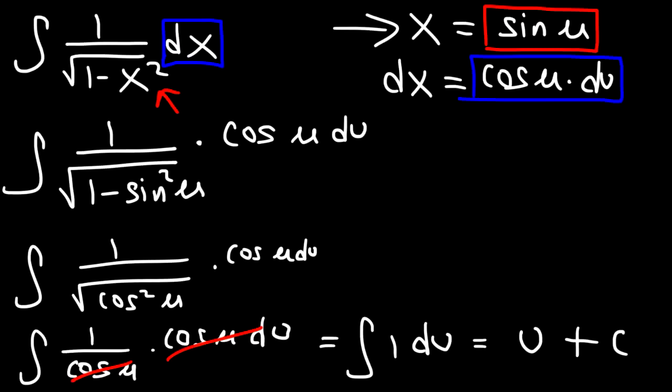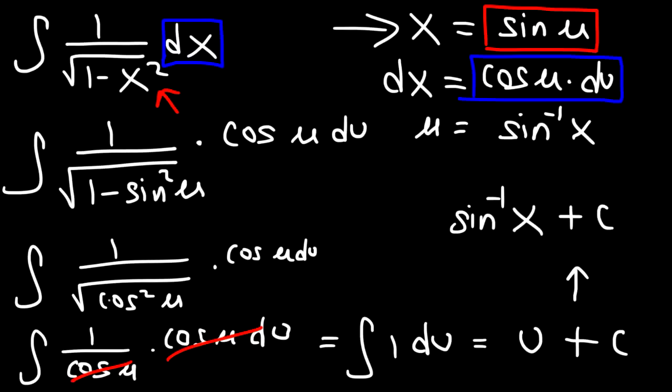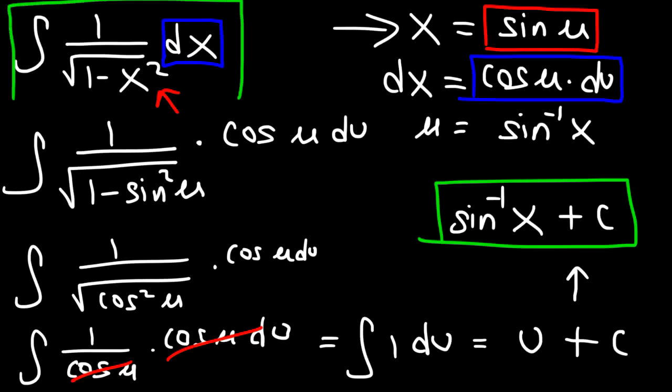Now, if x is equal to sine of u, then u has to be the arcsine of x. When you're dealing with inverse functions, you need to switch x and y, in this case, x and u. So u plus c is really going to be arcsine of x plus c. And so this is the final answer. So the integral of 1 over the square root of 1 minus x squared dx is arcsine of x plus c.